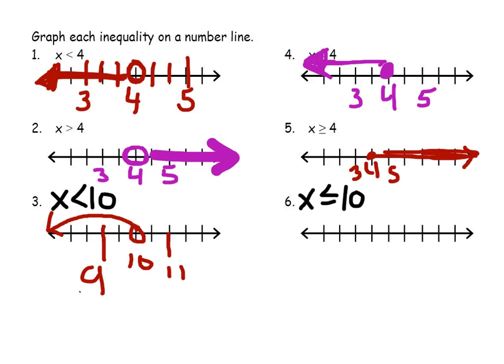All right, would someone like to do number 6? Number 6. Okay. So this would be 10. And then it's got a line, so it would be closed. This could be 9, 11, and it's eating the 10, so go this way. All right, very good. Thank you, Allie.